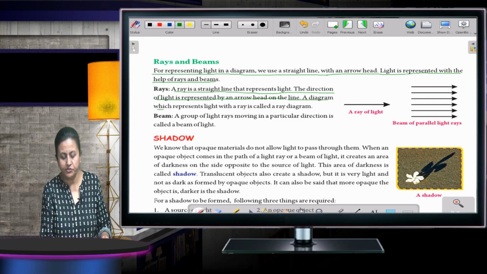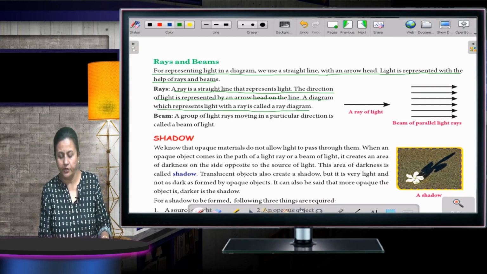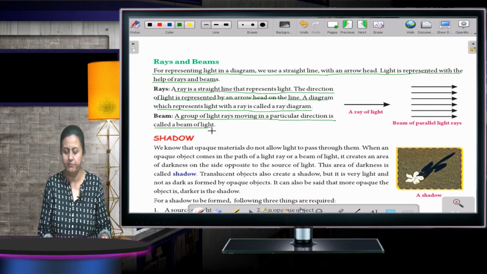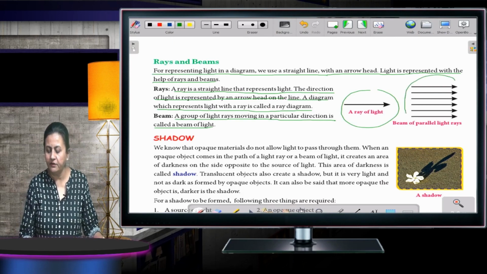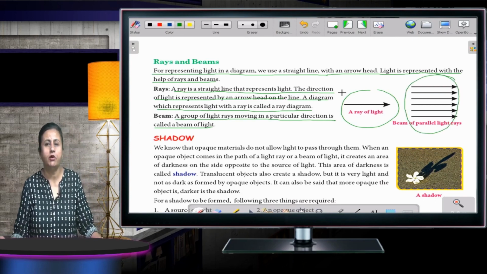A diagram which represents light with a ray is called a ray diagram. A group of light rays moving in a particular direction is called a beam of light. When a single one is there, it's called a ray. And when many rays combine together, they form a beam.